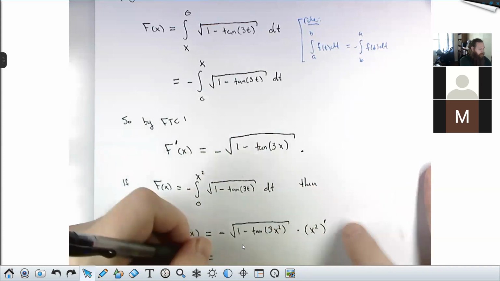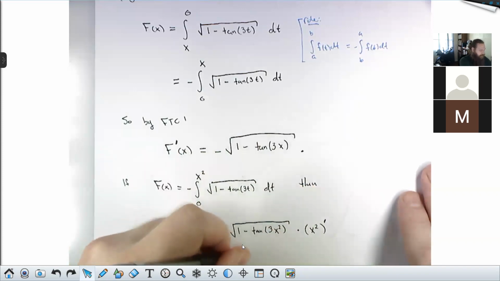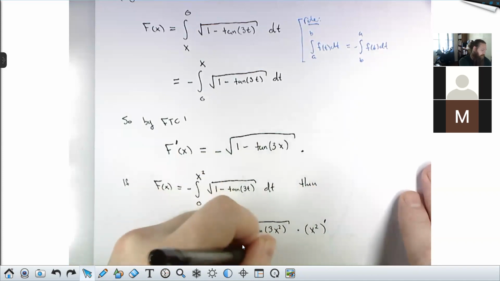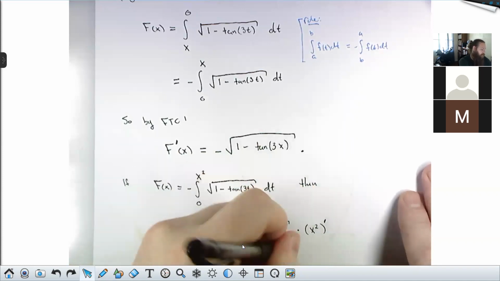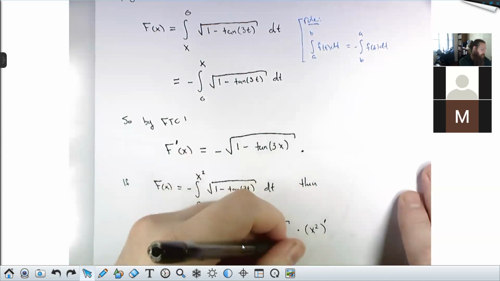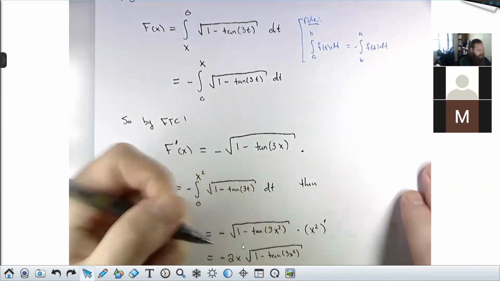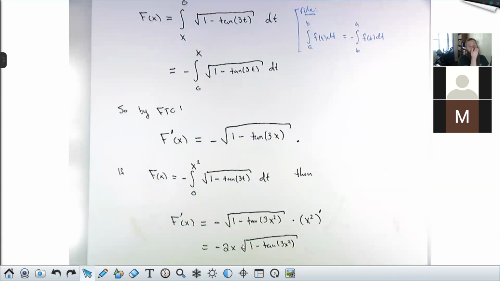Now the derivative of x squared is 2x. So I would get negative 2x square root 1 minus tangent of 3x squared, like so. And this is as subtle or challenging as FTC1 problems get. If you remember FTC1, just as this basic result, the only way we can modify these to make them harder or deeper, that we'll do in this class, is to swap that x for some function of x.